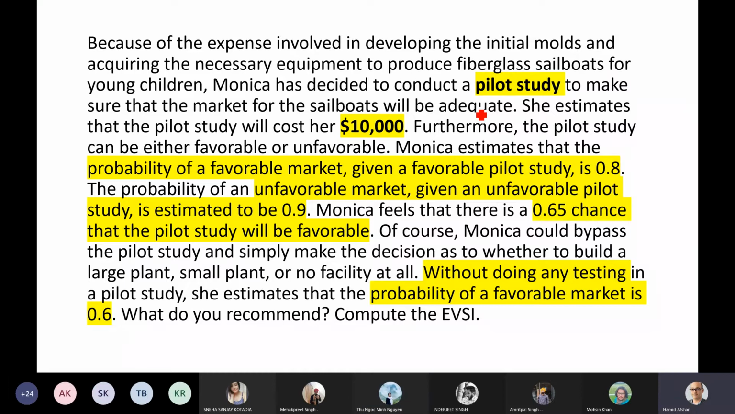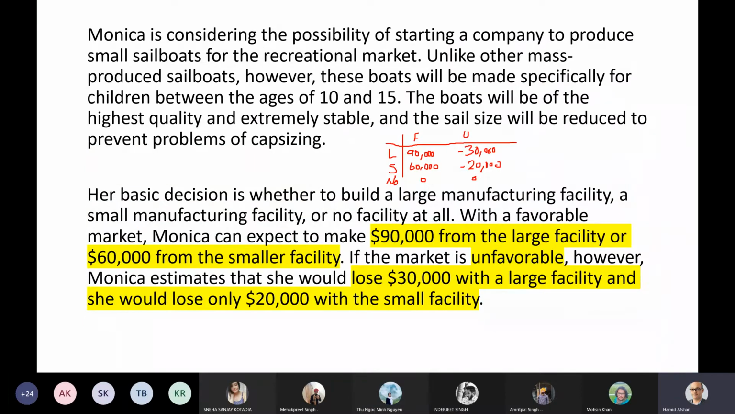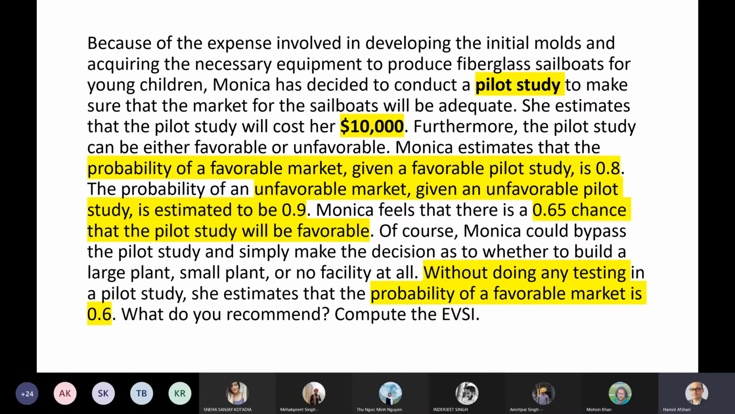The first decision is whether to build a large, small, or no plant. The second decision is either performing a pilot study or doing nothing, not performing a pilot study. And if we want to perform a pilot study, there are two options. The first option is that the market is favorable, so based on the result of this pilot study, we notice that everything is fine and we should go ahead with establishing the factories.